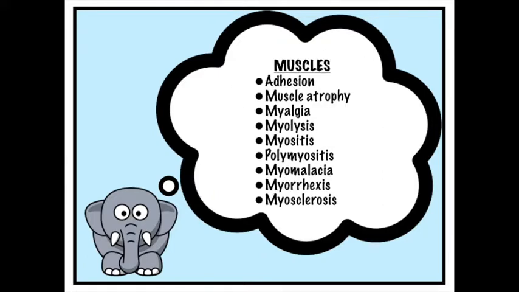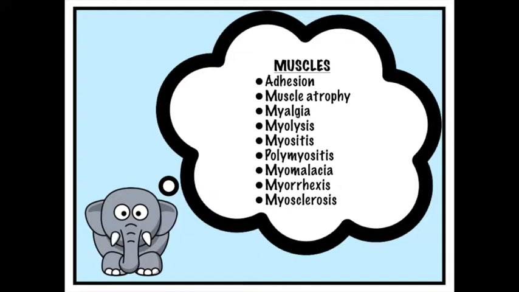Pathology of muscles. An adhesion is a band of fibrous tissue that holds structures together abnormally. Adhesions may form in muscles and internal organs as a result of an injury or from surgery. Muscle atrophy is the weakness and wasting away of muscle tissue. It may be caused by pathology or by disease of the muscle over a long period of time.